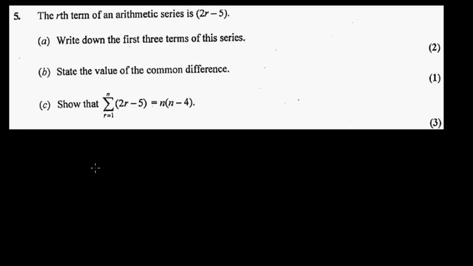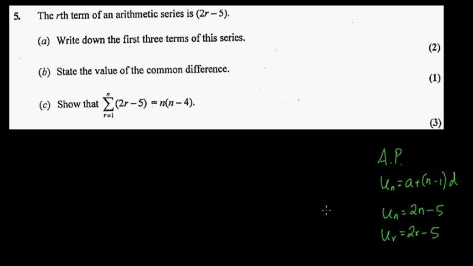5 is arithmetic series. One thing that must be mentioned, in an arithmetic series, also known as AP, usually the nth term un is given by a plus n minus 1 d, and we refer to it as un, the nth term. Here what they have given is that they have made their own nth term, and instead of calling it un as 2n minus 5, they are calling it ur as 2r minus 5. So that's what they're actually telling us.